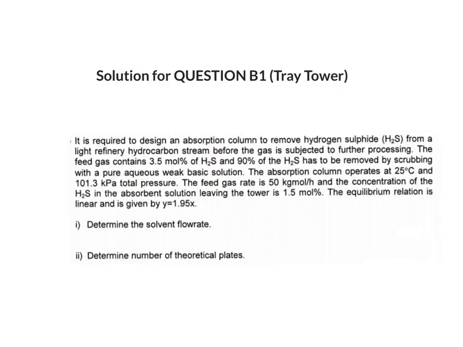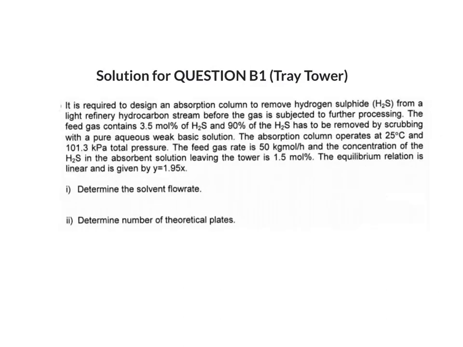Hi student, here I want to discuss the solution for question B1 for the tray tower. The question is about removing hydrogen sulfide from the light refinery hydrocarbon before the gas is further processed.